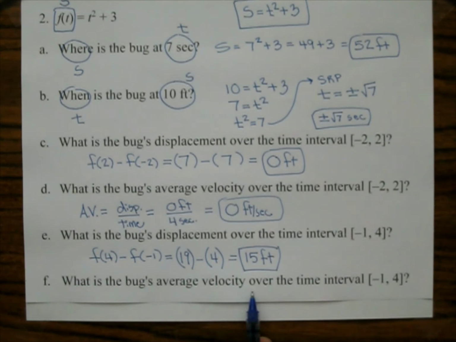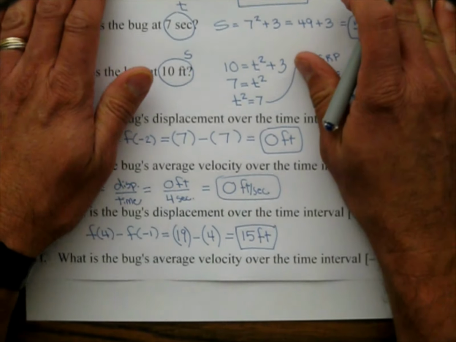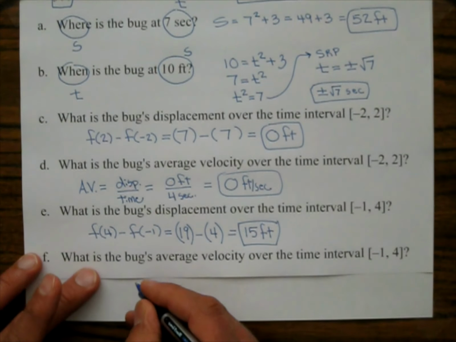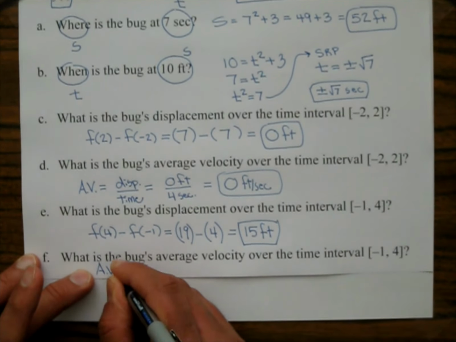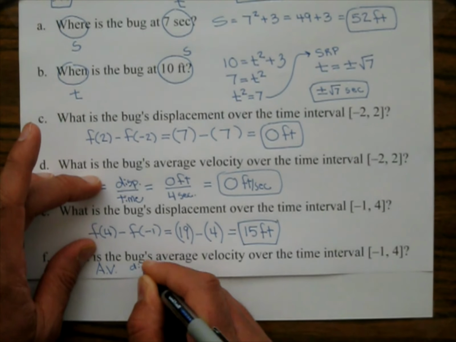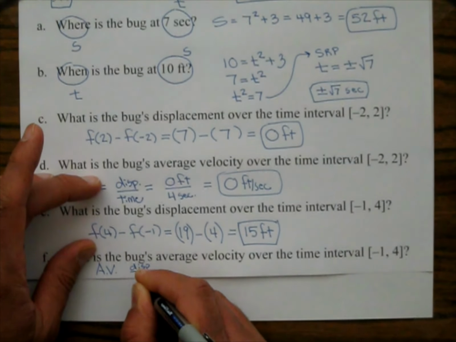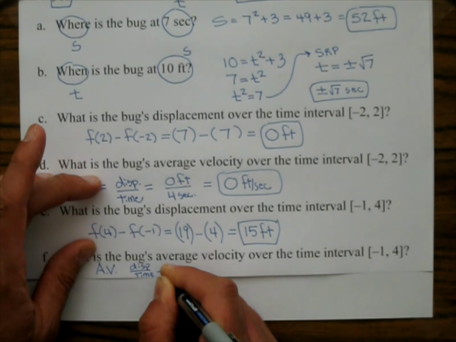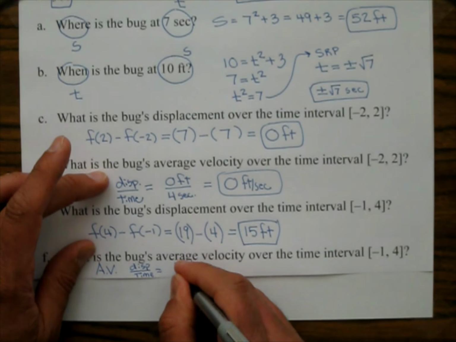What is the bug's average velocity over the time interval -1 to 4? Well, the average velocity, I didn't give myself much room on this paper, is the displacement over the time. The displacement is 15 feet.